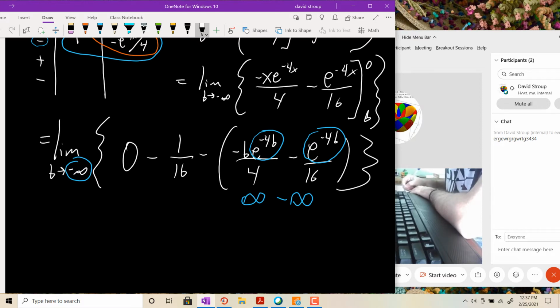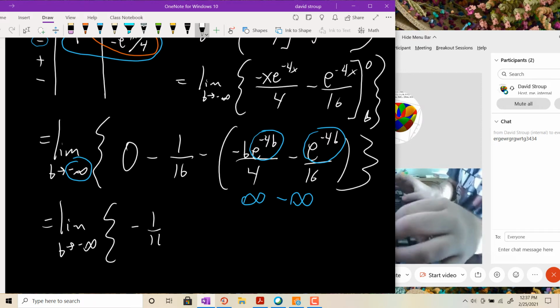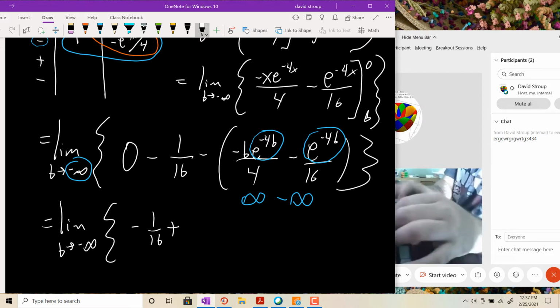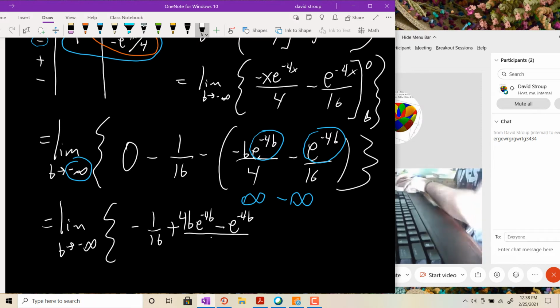We could probably do L'Hopital's on it, right? You could always split up the integral so long as you can evaluate each independent integral. But let's see what happens if we do this. What do we have? We have negative 1/16 plus b e to the negative 4b. I'm going to need a 4 in the top and bottom here, so 4, and then minus just e to the negative 4b all over 16.